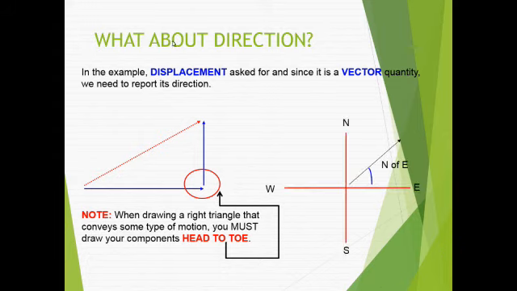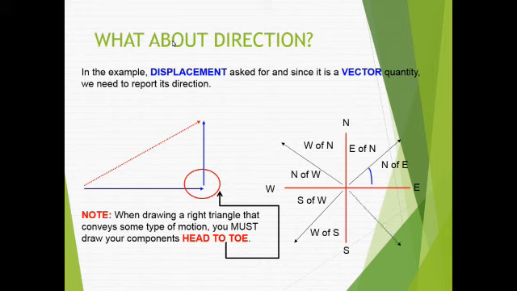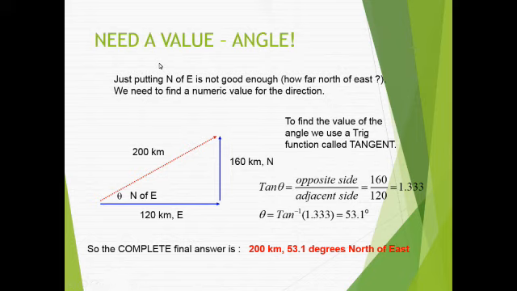Here are examples of 2D directions: north, south, east, west, and their corresponding 45 degree angles. Just putting an N of E is not good enough. So here we are going to make an example.